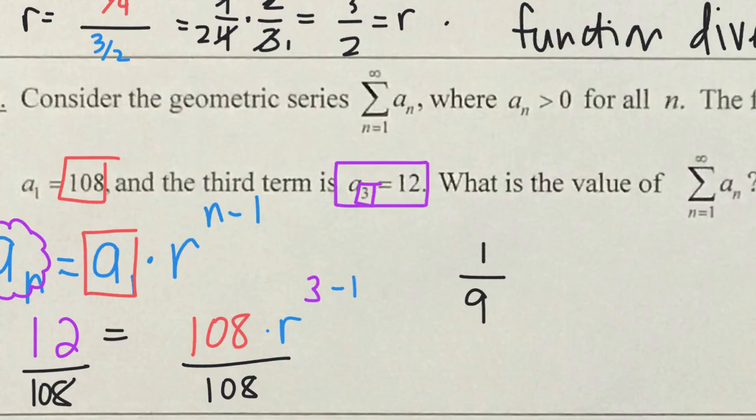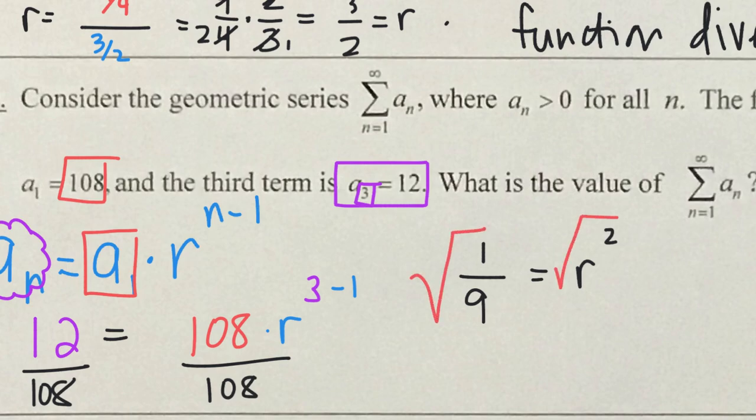9 times 12 is 108? Okay, 1/9 equals r to the second power. 3 minus 1 is 2. Okay, our last step is to take the square root of both sides.